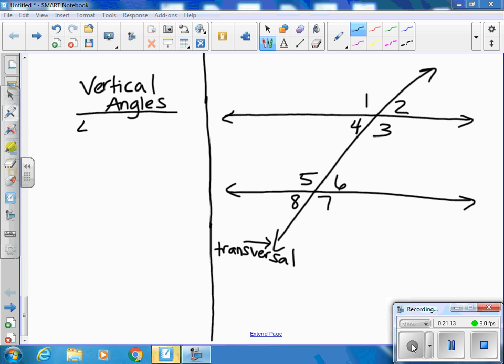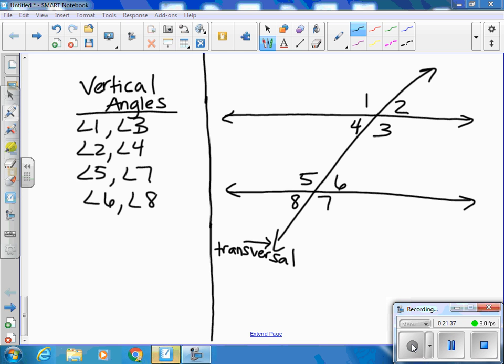Okay, so angle 1 and angle 3 are a pair of vertical angles. Angle 2 and angle 4 are a pair of vertical angles. Angle 5 and angle 7 are a pair of vertical angles. Angle 6 and angle 8 are a pair of vertical angles. Remember, vertical angles are equal to each other. So angle 1 equals angle 3, angle 2 equals angle 4, 5 equals 7, 6 equals 8.